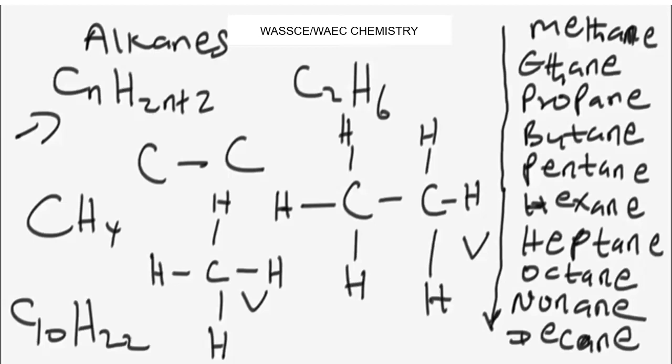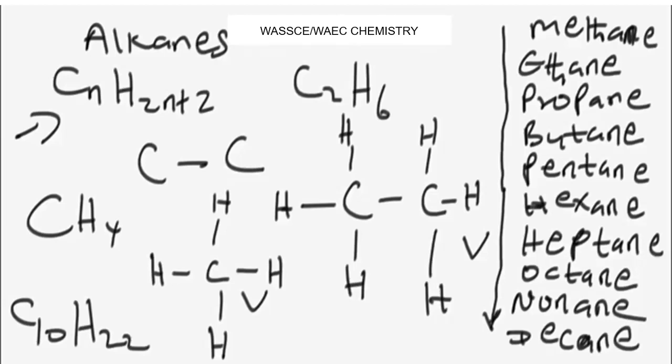So as you go down this series of the members of the alkane family, the less viscous the hydrocarbon will be. So decane is less viscous than nonane, in that order. So the least viscous is our decane. So that's what you have to know.